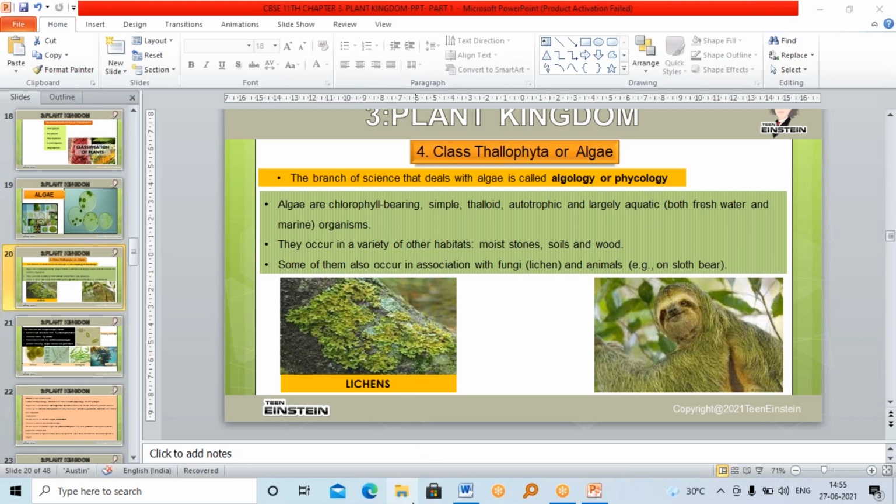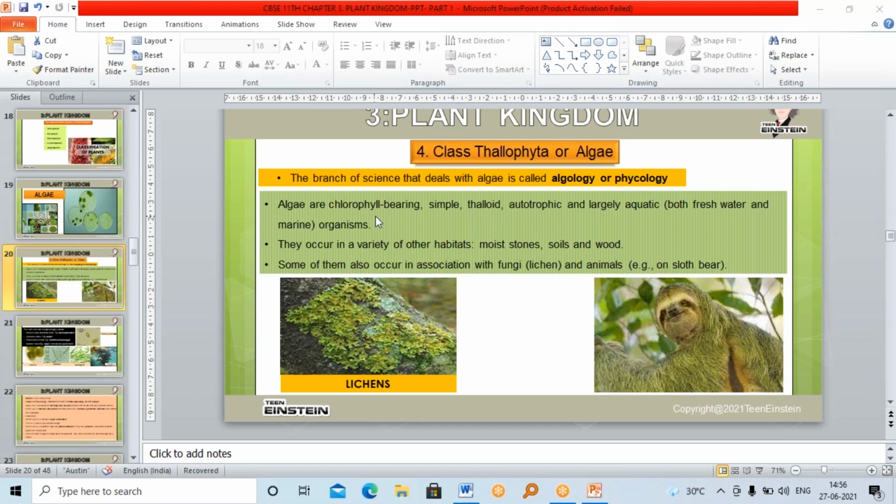And some of them also occur in association with fungi. We have learned in the previous chapter about lichen. Lichen is an association between algae and fungi. In that, the fungus part is absorbing nutrients, and the algal part has chlorophyll content. Just now I said algae have chlorophyll content, so with the help of light, they are synthesizing their own food. So lichens are the association between algae and fungi.